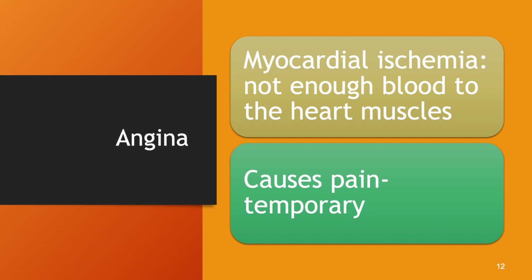Let's talk about angina. What is angina? Angina is basically just temporary pain you feel in your chest, and it usually comes on with some kind of exertion. Myocardial ischemia is one of the reasons you feel angina. Basically, you feel pain in the chest because not enough blood goes to the heart muscles. There's a temporary blockage of blood to the heart muscles, and so you start feeling chest pain. They usually go away.